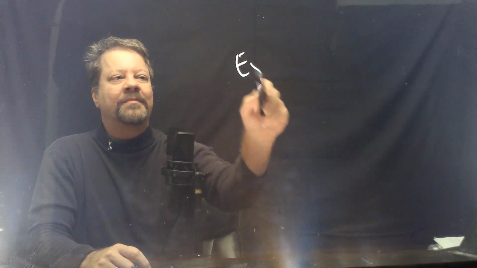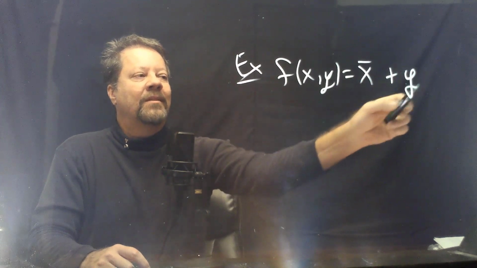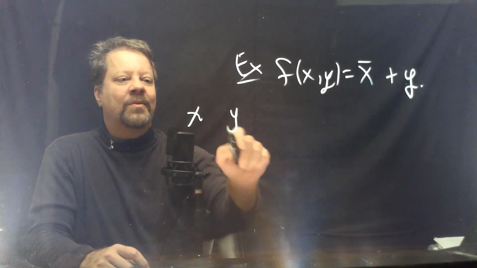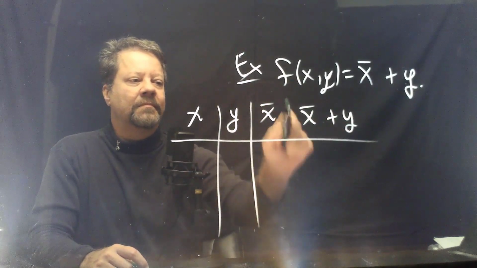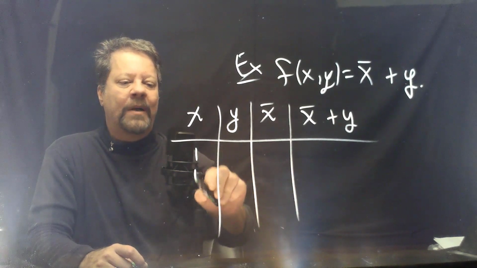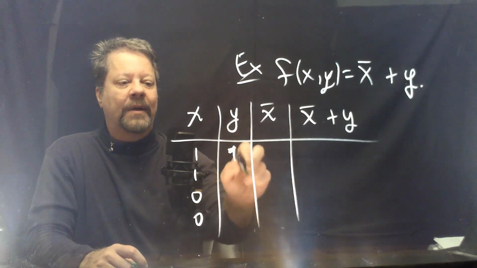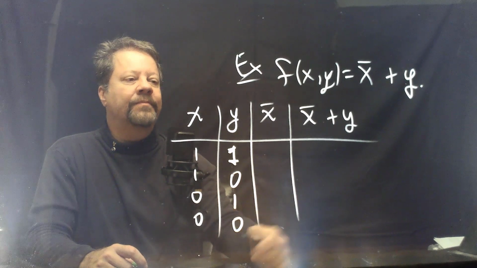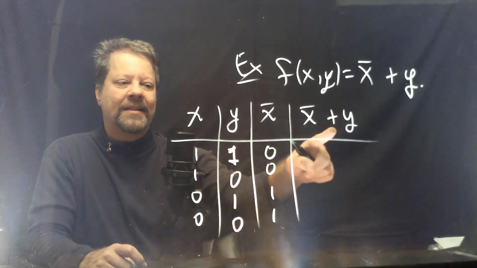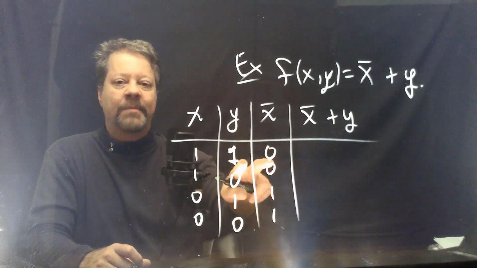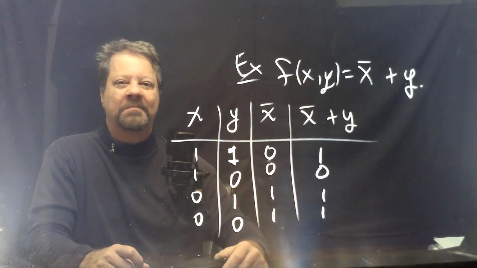As another example, look at f of xy equals x complement plus y. For xy, we'll need an x complement and then x complement plus y. For the x column, it'll be 1, 1, 0, 0 for true, true, false, false. And for the y column, 1, 0, 1, 0. The x complement will be 0, 0, 1, 1. And then the plus is an OR statement. So only one of these needs to be a 1 to put a 1 here. So we have 1, 0, 1, 1.